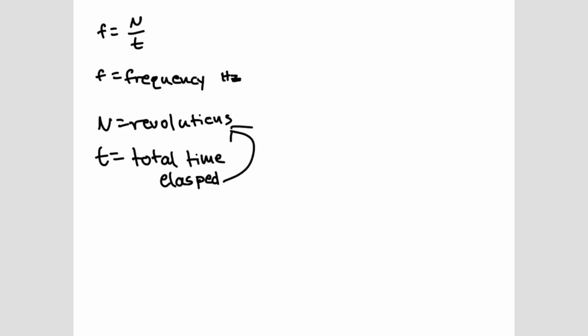The next formula is also pretty simple. Big T is equal to just 1 over F. Now, F, as we already know from before, is frequency, so I'll just do a little arrow. That's a little better. And then T is equal to the period.